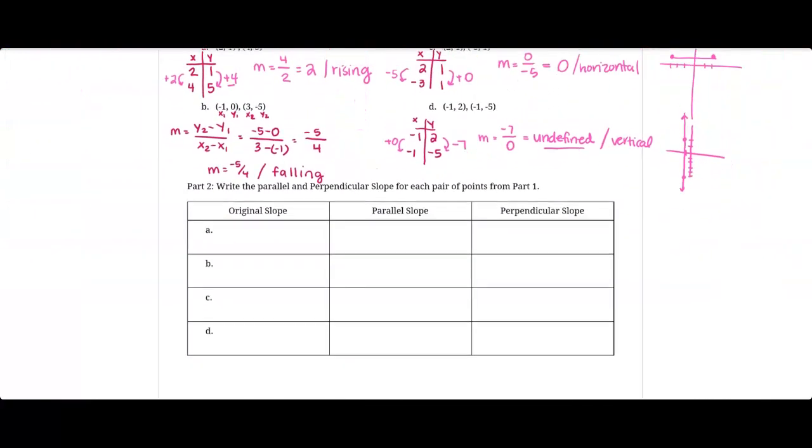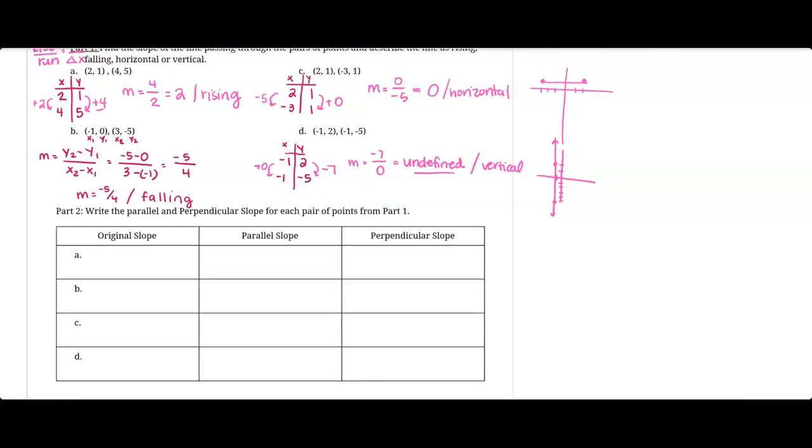Now we're going to use those slopes from part 1 to create parallel and perpendicular slopes in part 2. So I'm just going to take all of my original slopes. My original slope for A was 2, for B was negative 5 over 4, for C was 0, and for D was undefined. So parallel slope means that it's going to stay the same. So my parallel slope is just whatever my original slope was. So my original slope was 2, my parallel slope is 2.